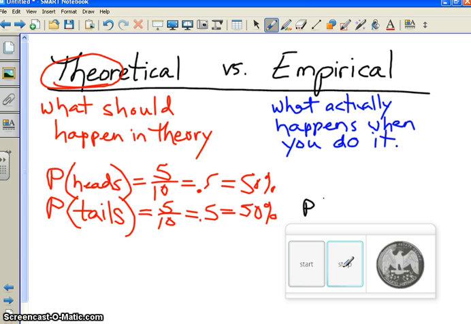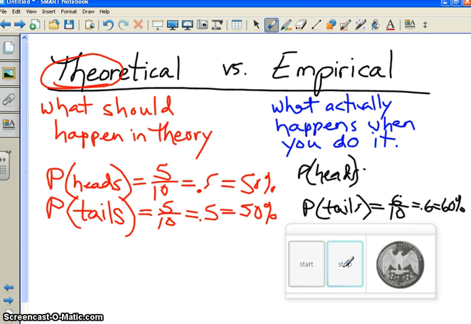My probability of tails ended up being 6 out of 10, or 0.6, or 60%. And my probability of heads, I only flipped heads 4 times out of 10, which is 0.4, or 40%. So the empirical may work out to be the same as theoretical, or it may work out to be different.